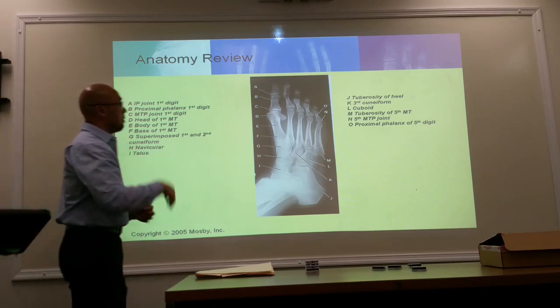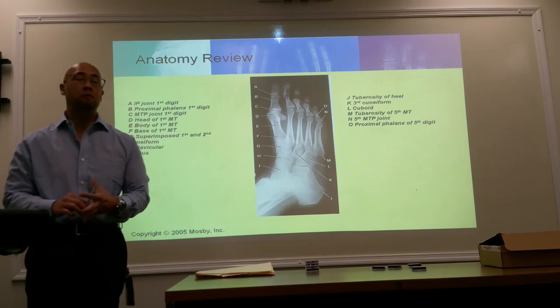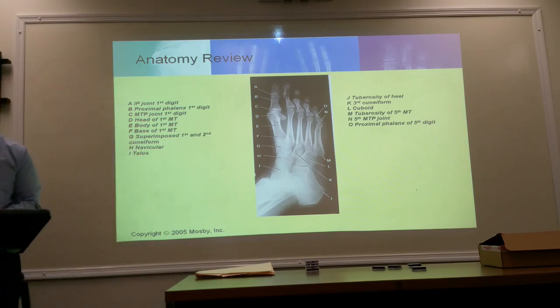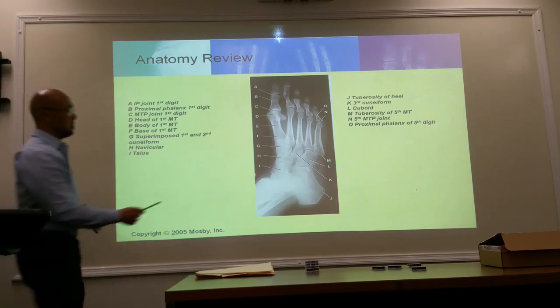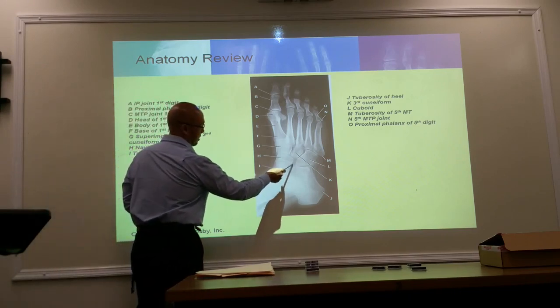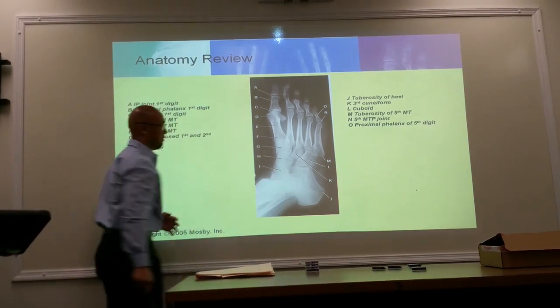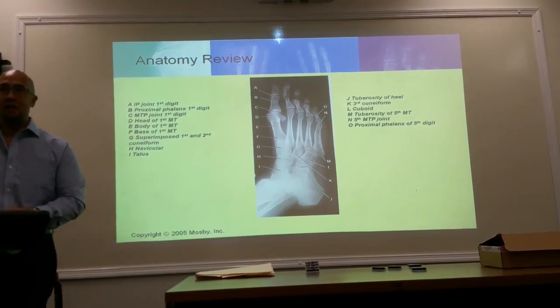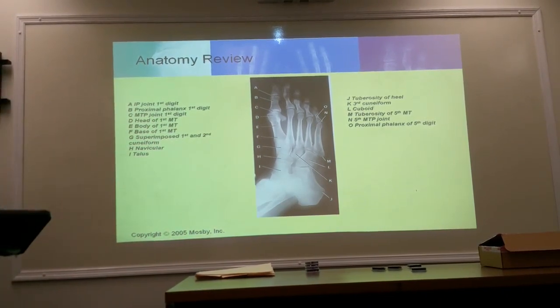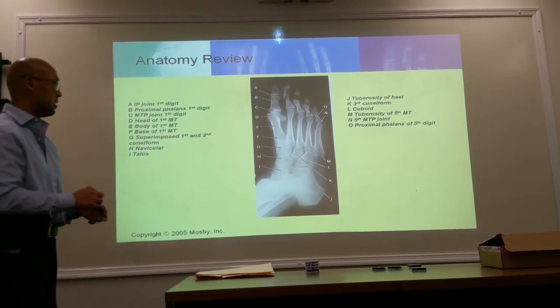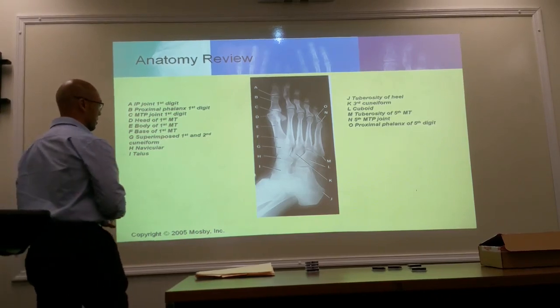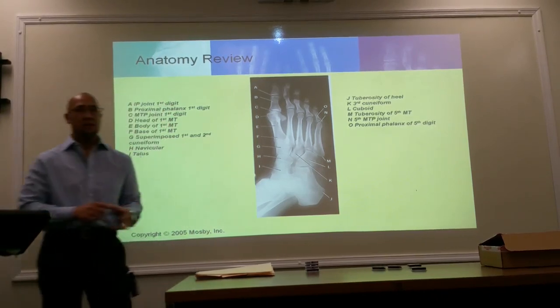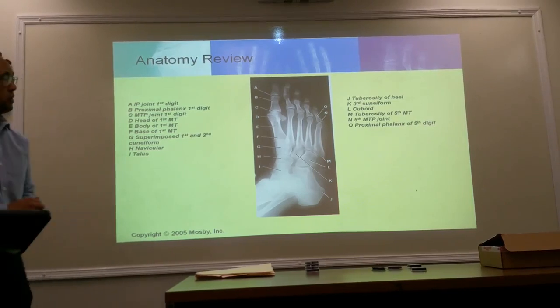Okay, so the oblique position is the best position for evaluating the sinus tarsi. Remember the sinus tarsi? This is the best position for evaluating the sinus tarsi. It is that tunnel between the talus and the calcaneus. So the sinus tarsi is that tunnel between the calcaneus and the tarsal bone. The oblique is the best way to demonstrate that.